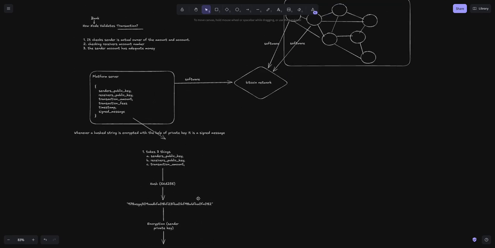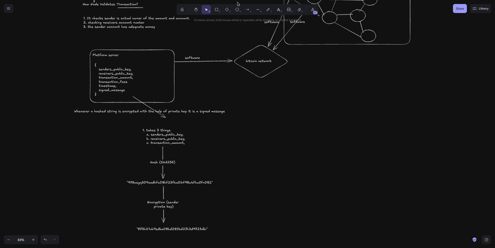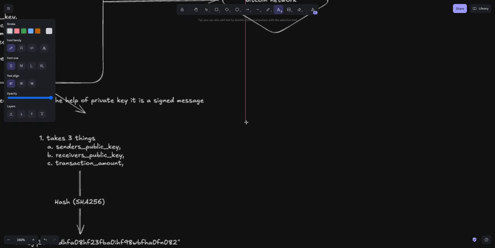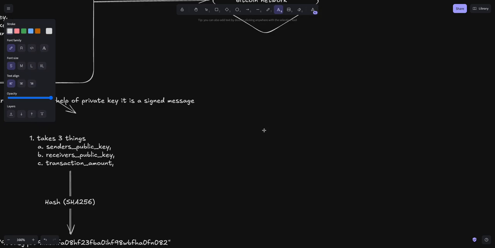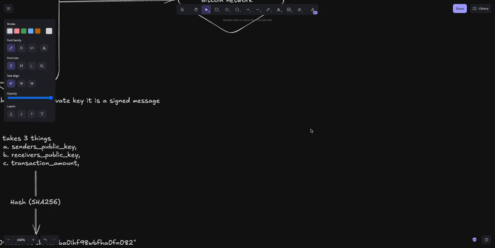I will keep it side by side, okay? Because this is something the node does, and it will be very helpful to compare this part to this part. Basically, let's start with here.